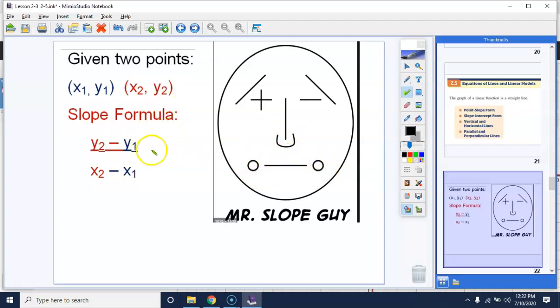And if you have two ordered pairs, that's the formula to find the slope: y2 minus y1 over x2 minus x1. And I will show you some examples of this.